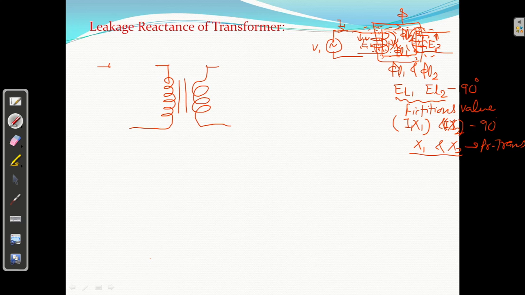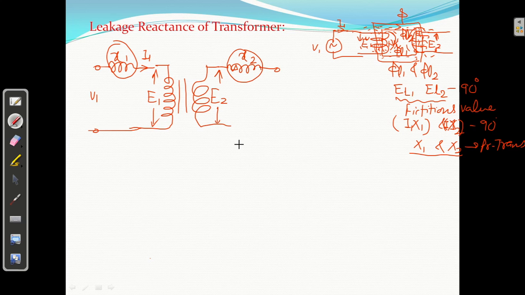These are the reactances, x1 on the primary side and x2 on the secondary side, right? So in case of an actual transformer, we have both resistance and reactance. We are applying voltage V1, current I1 flows and produces a flux, and here the EMF E1 will be induced, and on the secondary side EMF E2 will be induced, and these are the reactances, x1 on the primary side and x2 on the secondary side. This is the terminal voltage V2.